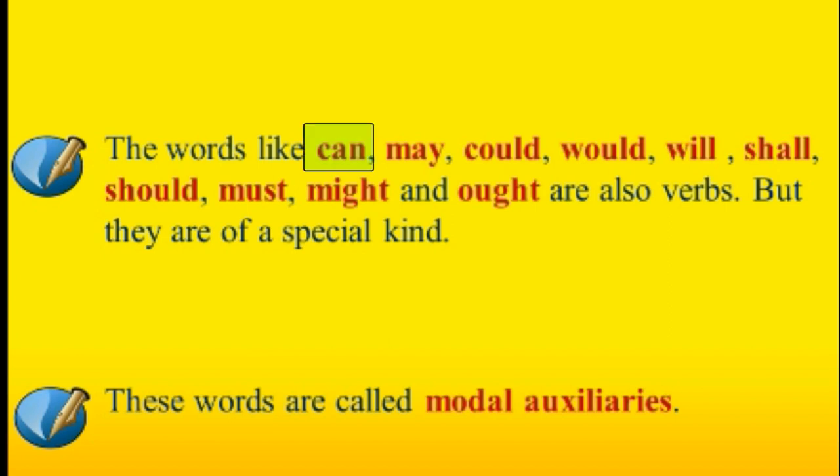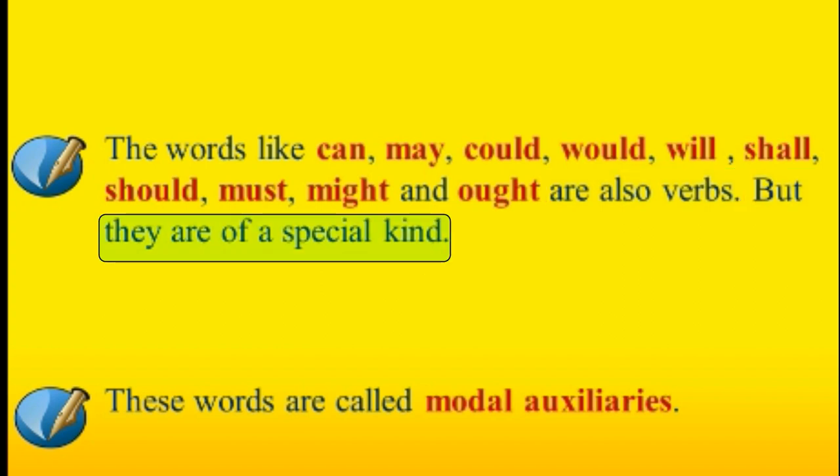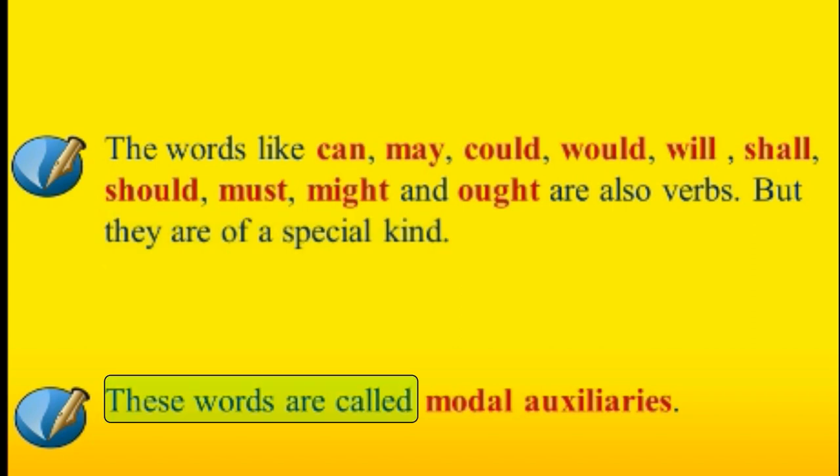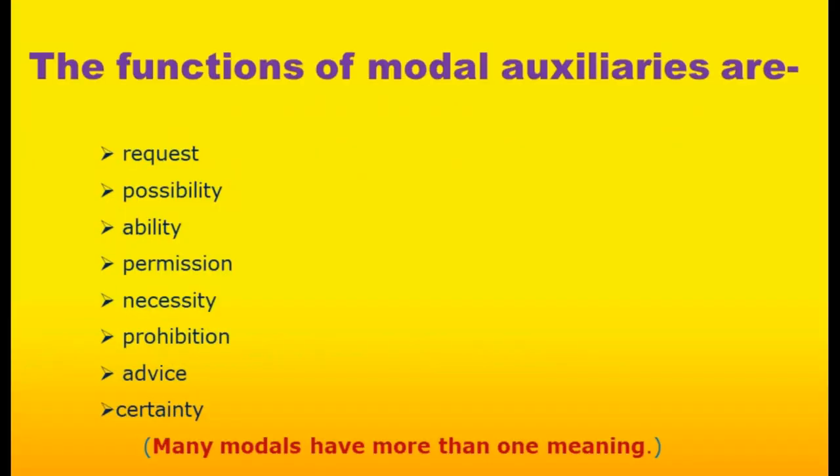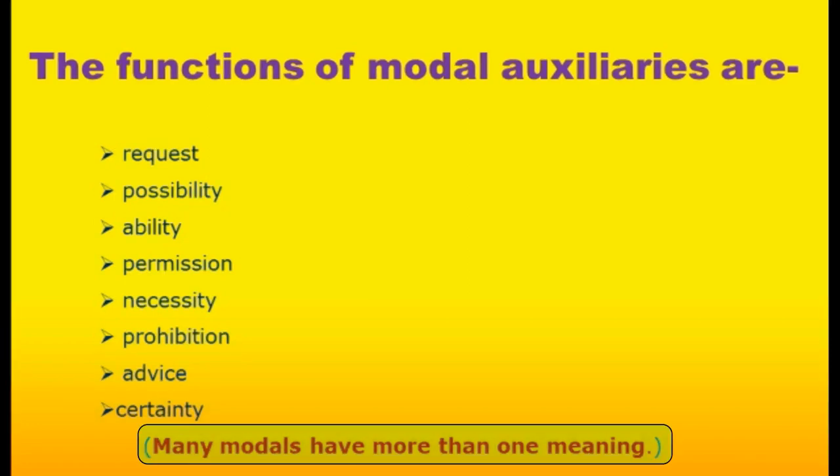The words like can, may, could, would, will, shall, should, must, might, and ought are also verbs, but they are of a special kind. These words are called modal auxiliaries. The functions of modal auxiliaries are request, possibility, ability, permission, necessity, prohibition, advice, certainty. Remember, many modals have more than one meaning.